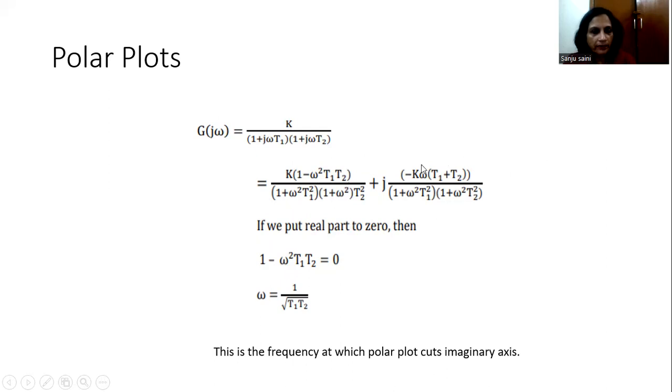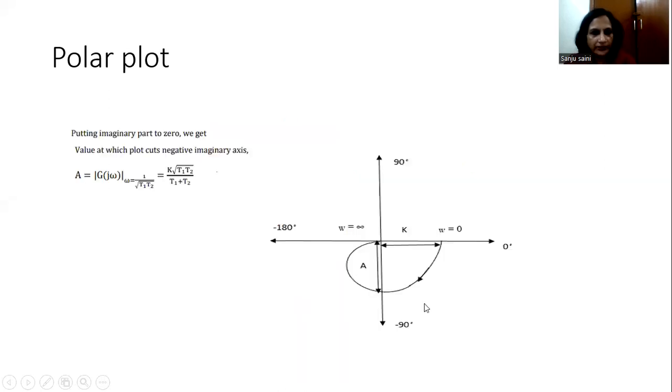To find its intersection with the imaginary axis, we just put the real part equal to 0. When we put the real part equal to 0, we get omega equal to 1 by root of T1 T2. So this is the frequency at which the polar plot cuts the imaginary axis. Then putting the imaginary part equal to 0, we get the point at which the polar plot cuts the real axis.